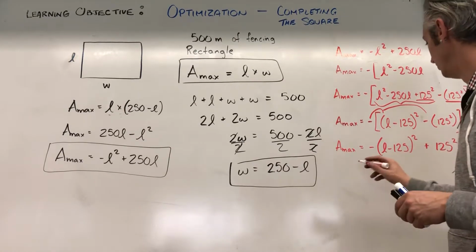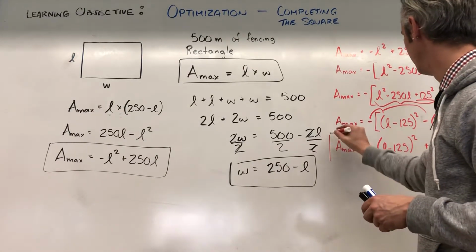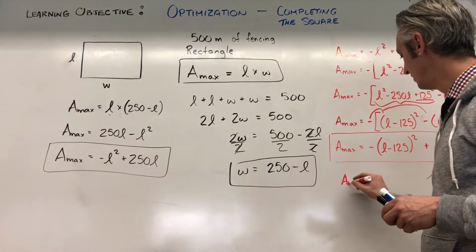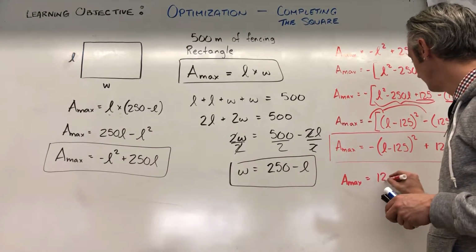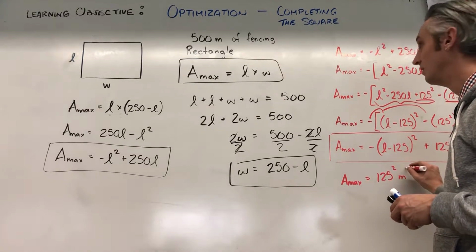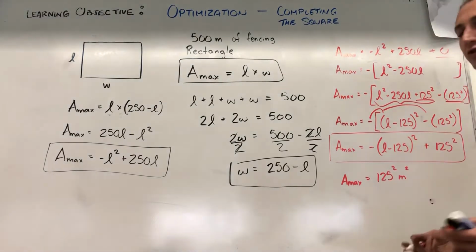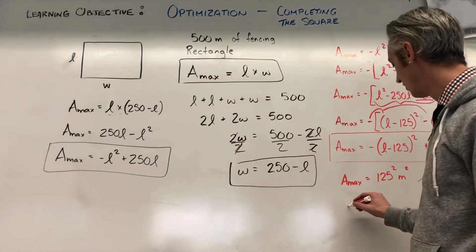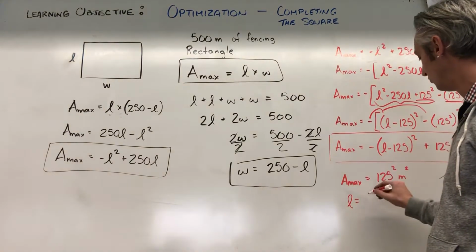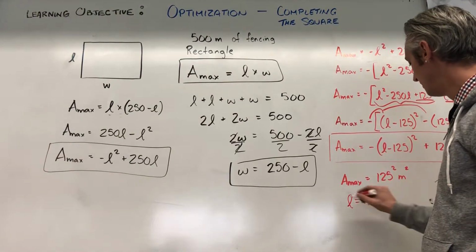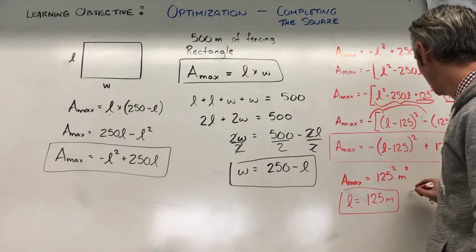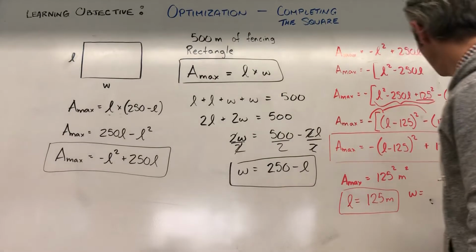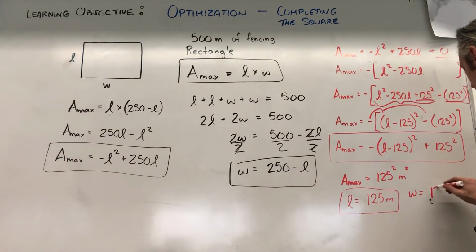So, if we do some math, this is basically our finished product here. So our max area is 125 squared square meters. So whatever 125 squared is, I don't know. I don't have a calculator. And this will occur when my length is equal to p, which is 125 meters. And if my length is 125 meters, then my width is 250 minus that. So 250 minus 125 is also 125.